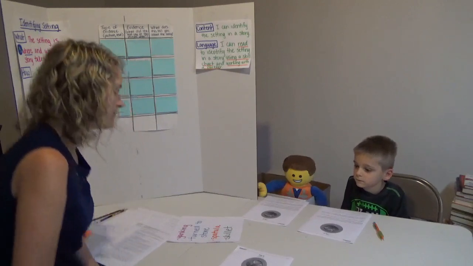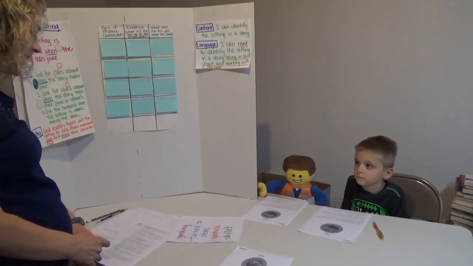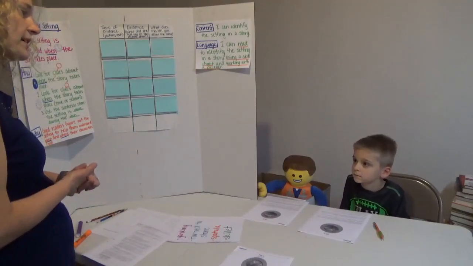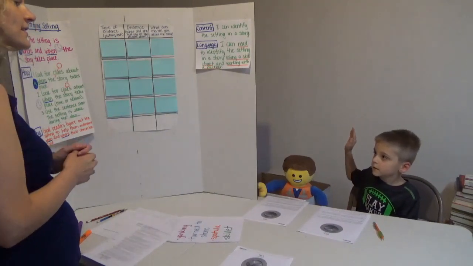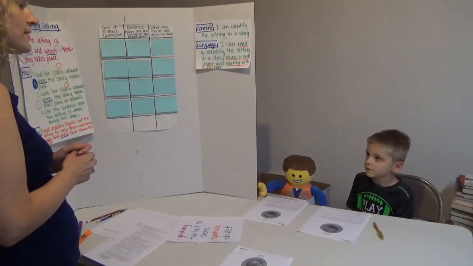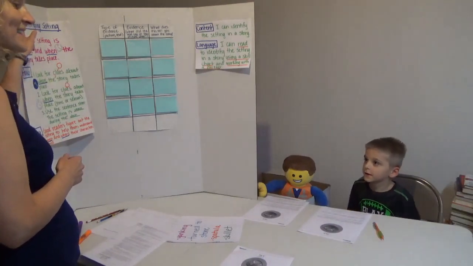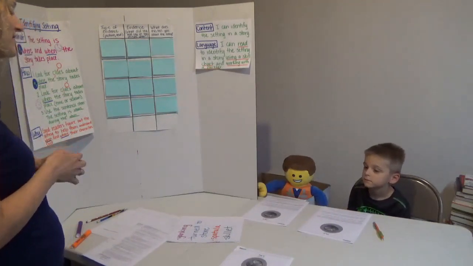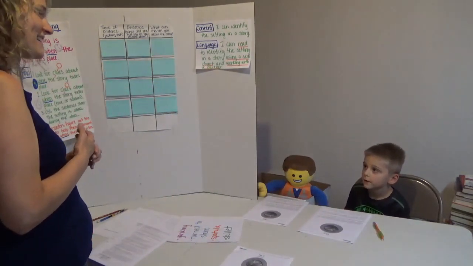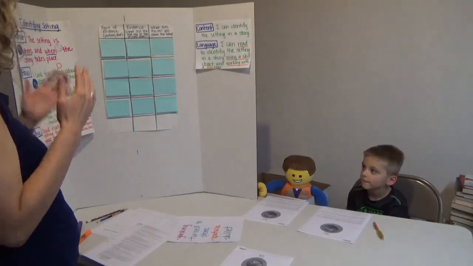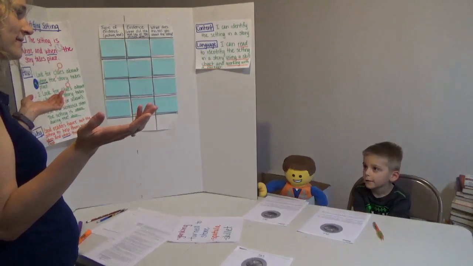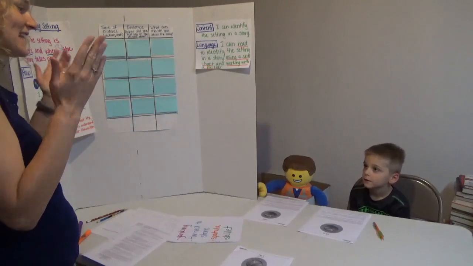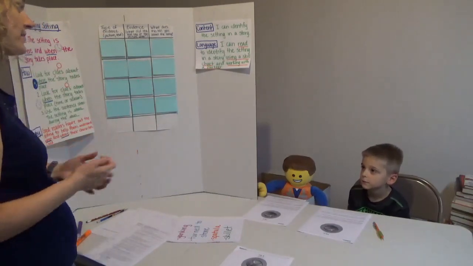So as we read Flip It, we are going to identify the setting by paying attention to the clues that we find in the text. So, what skill are we working on? Zayden. Identifying the setting. Yes, we are working on identifying the setting, right? So, can you say it in a complete sentence? We are working on identifying the setting. Excellent. And what is setting? Where and when the story takes place. The setting is where and when the story takes place.